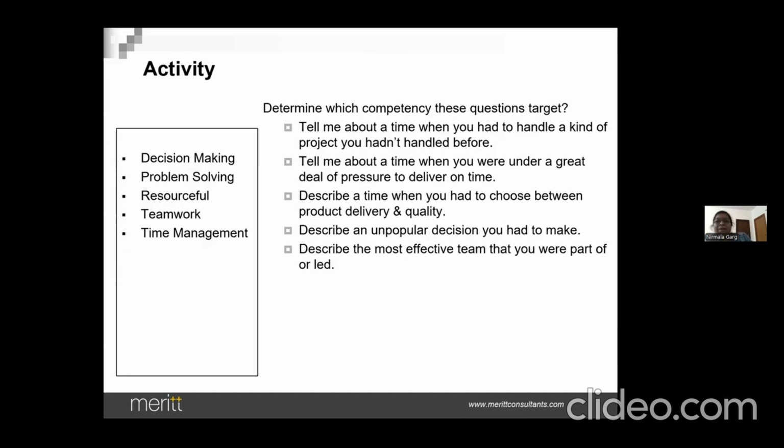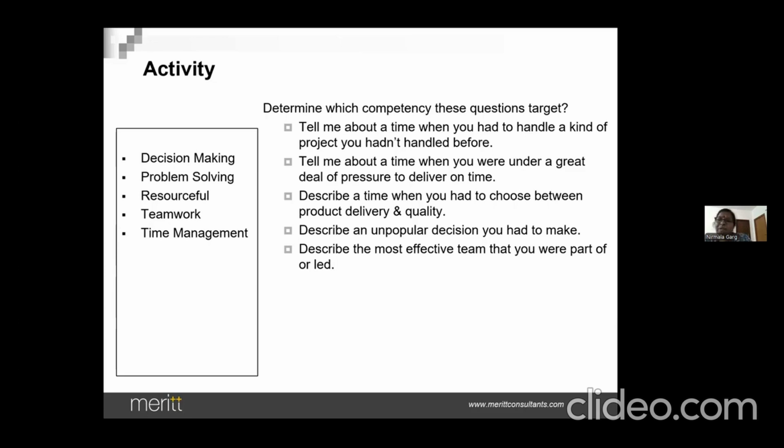Okay. Tell me about a time when you had to handle a kind of a project you hadn't handled before. Which competency? Problem solving. Resourcefulness. Yes, of course. Why? Because you have not handled it before, so that means काफी सारे resources आएंगे उसमें.